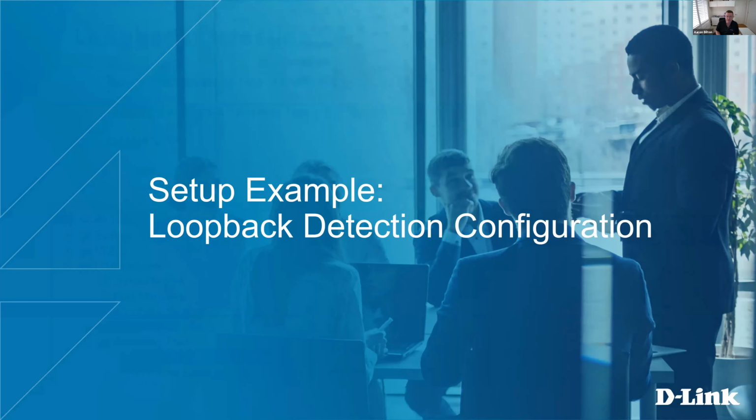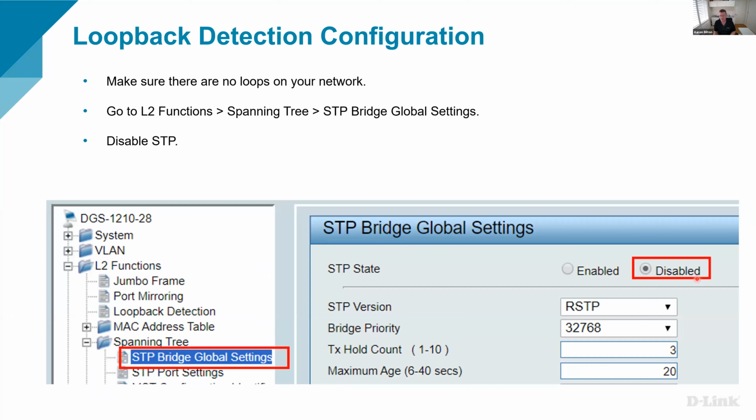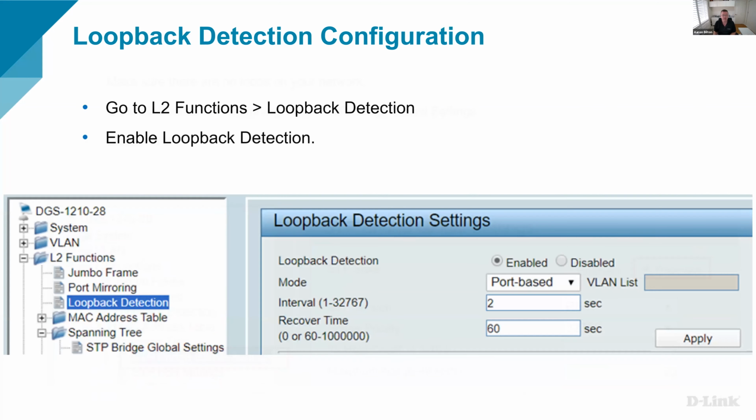Now, loopback, on the other hand, we log into now. As I said before, we can't run loopback detection on the same port we've got STP enabled. So we must go and disable STP on that port. Then we go to the layer 2 functions. Now, depending on the switch, loopback detection could be in the security section, because effectively it is a security function to stop your network going down. So in this case, on the 1210 series, it's under layer 2 loopback detection, and we turn it on. Here we can select port-based or VLAN-based. If we do VLAN, we can put in the VLAN lists.